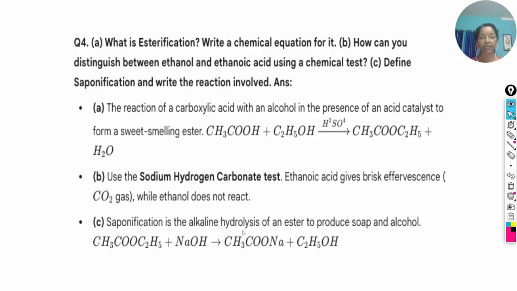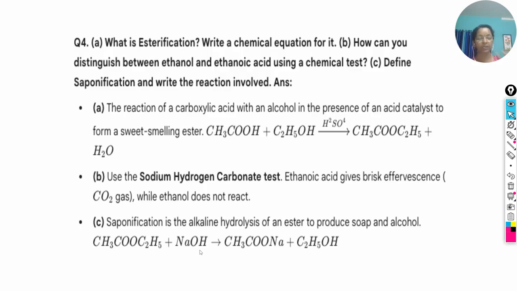Saponification is the alkaline hydrolysis of an ester to produce soap. This is a bit different definition. In a simple way you can say it is a decomposition of an ester into the corresponding acid and alcohol in the presence of an alkali. You can say like that also.